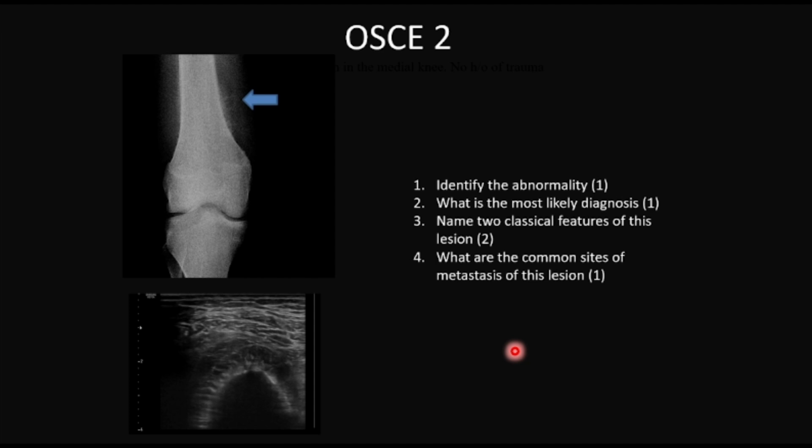Name 2 classical features of this lesion. So in osteosarcoma, the classical features are sunburst periosteal reaction, ivory type matrix calcification, and Codman's triangle, which is again a type of periosteal reaction. What are the common sites of metastasis of this lesion? Osteosarcoma is known to have bone-to-bone mets, and the other common site will be lungs.